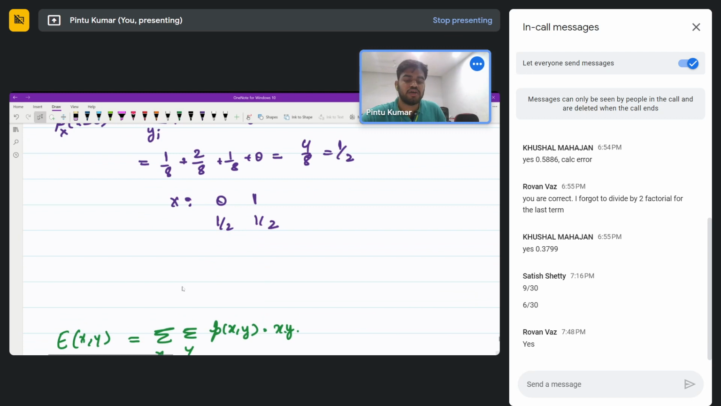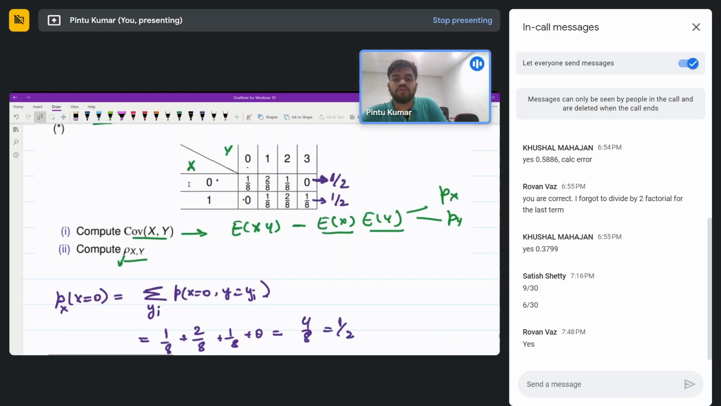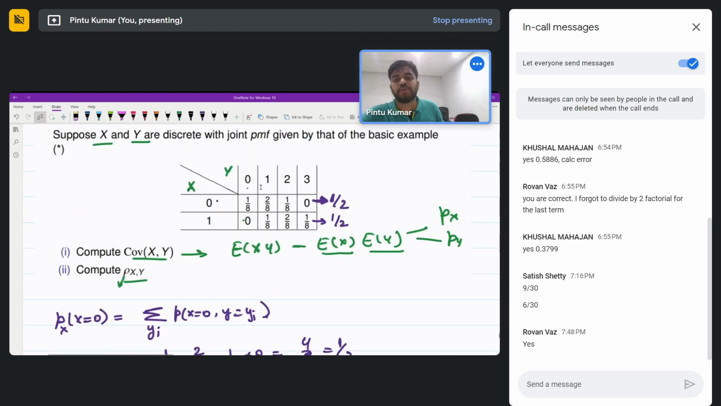Expectation of x is 0 into half plus 1 into half, that is half, right? So now if you want to find the probability distribution for y, you can just do it by taking the sum along the column. Because when your y is fixed, you can vary the x, so you will get the sum along the column.